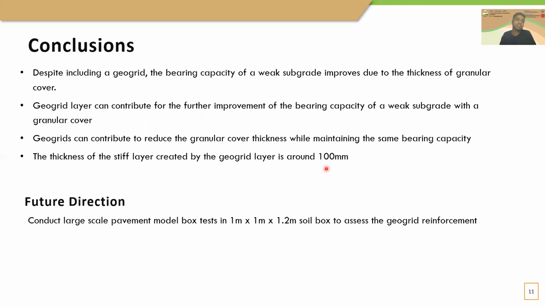So the future direction of this study is to conduct large-scale pavement model box testing for further assessment.